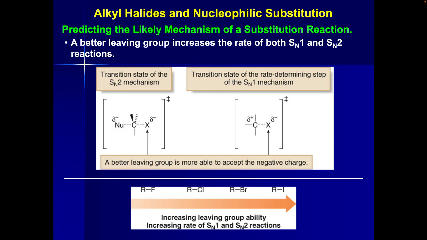Since we know that the transition state of the SN2 mechanism depends on the leaving group, and we also know that the transition state for the SN1 mechanism also involves a leaving group, we know that a better leaving group is always going to favor both of them. An SN1 reaction will be favored if it has a very good leaving group. An SN2 reaction will also be favored if it has a very good leaving group. So alkyl iodides will both be better at SN1 and SN2 than alkyl chlorides.